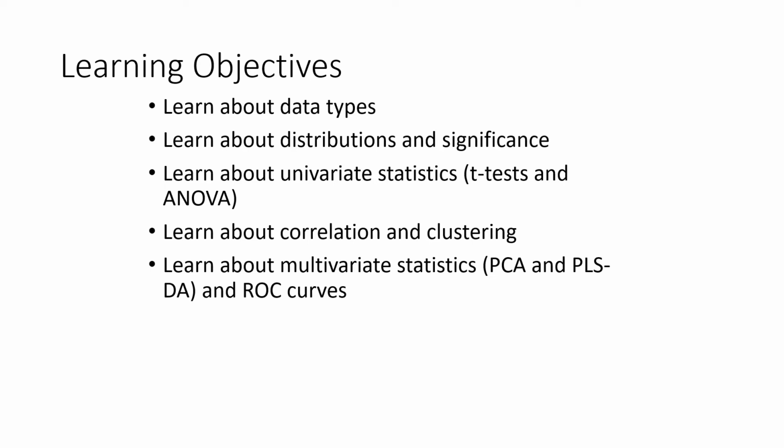The fourth part of this lecture will focus on correlation and clustering, how to measure them, how to perform them. And the last part, which is perhaps the most complicated part, is on the aspect of multivariate statistics, the application of principal component analysis and partial least squares discriminant analysis, or PLSDA, and the application of PLSDA towards the measurement of receiver operating characteristic curves, or ROC curves.